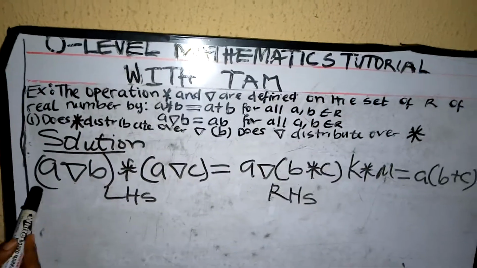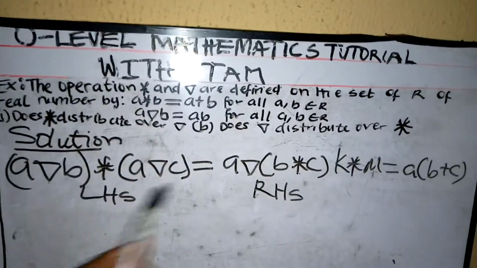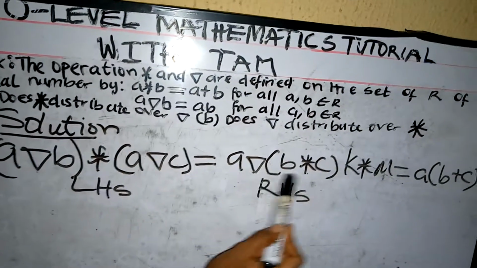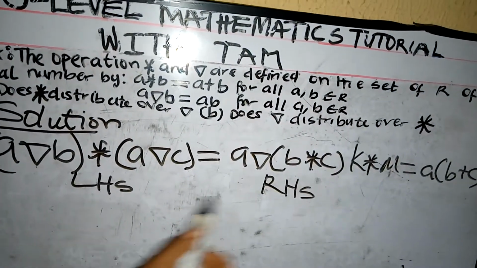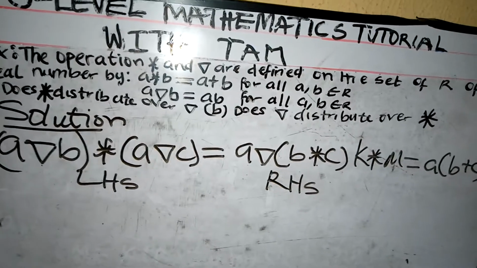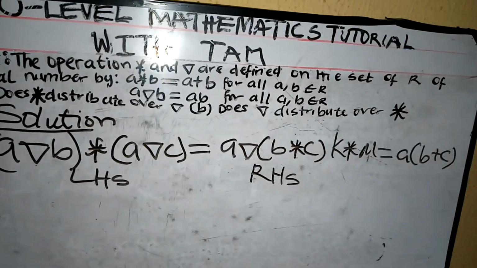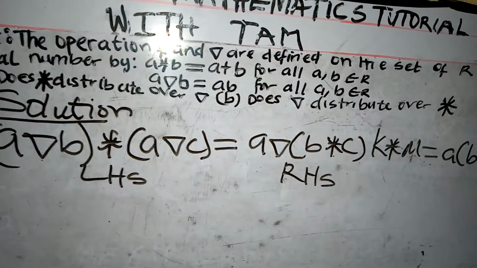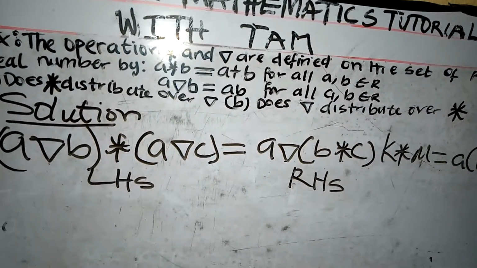We are starting the formula with grad first because, according to the question, grad distributes over star, followed by star, grad and star. Now the left hand side and the right hand side. If the right hand side and left hand side are equal, that means grad distributes over star. But if they are not equal, that means grad did not distribute over star. Now let's start with the one inside the bracket.